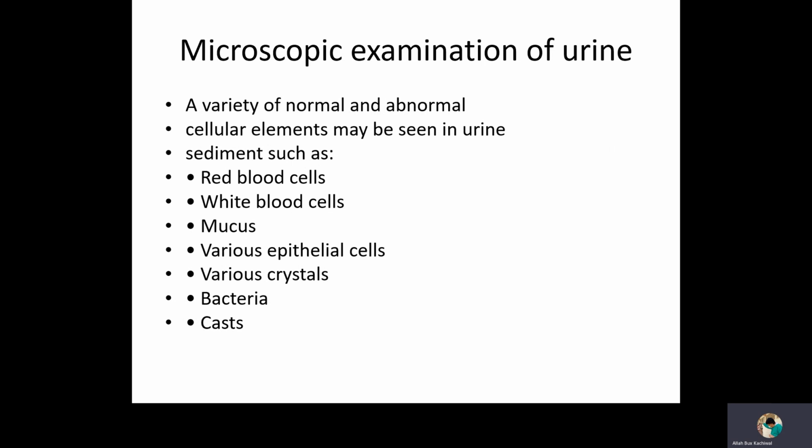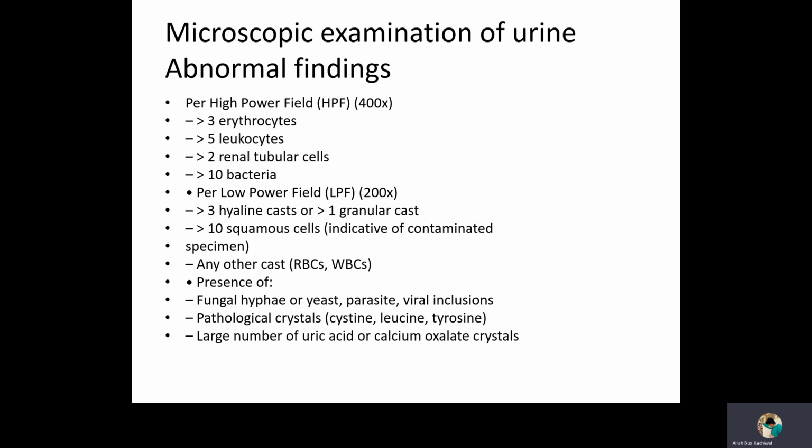Under microscopic examination of the urine, you can see a variety of normal and abnormal cellular elements. Sediments such as red blood cells, white blood cells, mucus, various epithelial cells, various crystals, bacteria, and casts can be observed under the microscope.